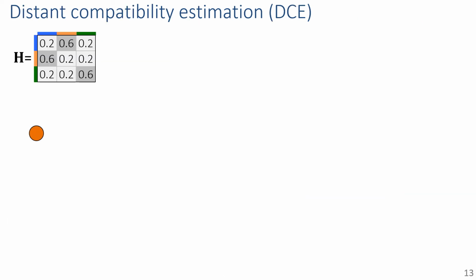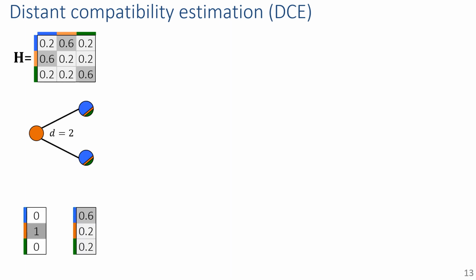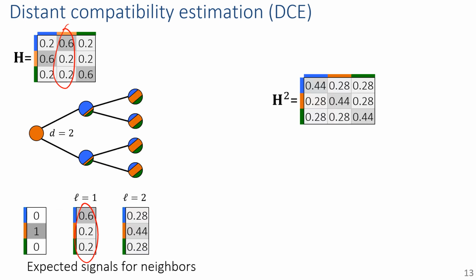The idea of distant compatibility estimation is to leverage longer paths. To see this, consider an orange node and the expected distribution of labels of its neighbors. Well, this distribution corresponds exactly to the corresponding entry in the compatibility matrix. And if we go further, we don't stop here, we look at the neighbors of neighbors.